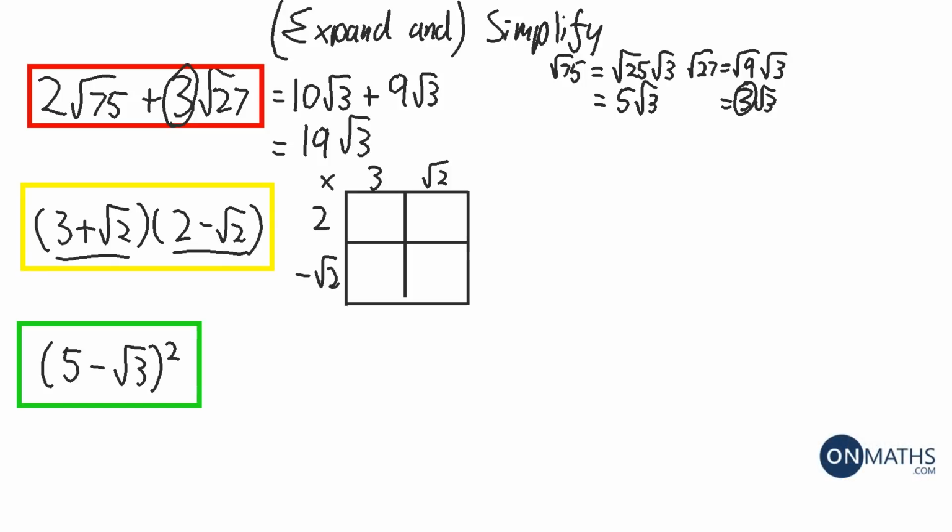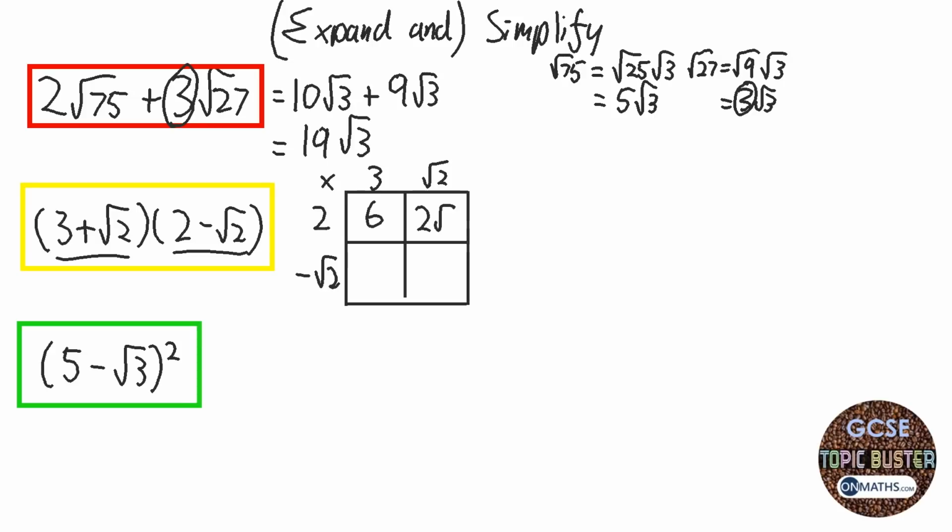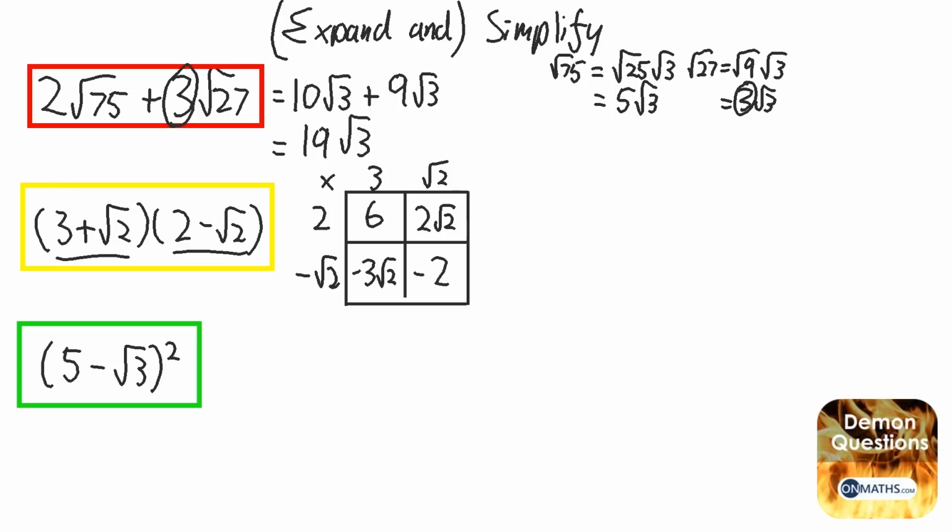And we're going to be timesing these. So 3 times 2 is 6. 2 times root 2 is just 2 root 2. 3 times minus root 2 is minus 3 root 2. And minus root 2 times root 2, so that's going to be a negative. And whenever you times a surd by itself, it gets rid of the square root. So that's just 2. Then I'm going to put these together like I would with algebra.